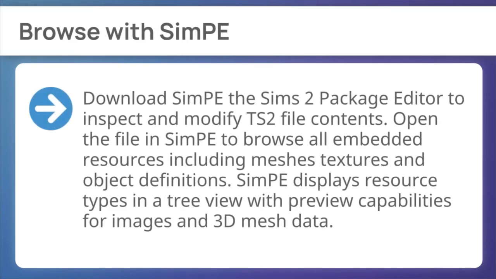Next, browse with SimPE. Download SimPE, the Sims 2 package editor, to inspect and modify TS2 file contents. Open the file in SimPE to browse all embedded resources, including meshes, textures, and object definitions. SimPE displays resource types in a tree view with preview capabilities for images and 3D mesh data.